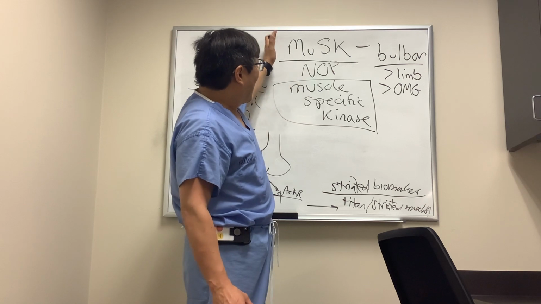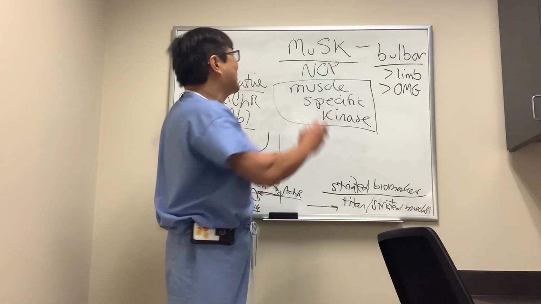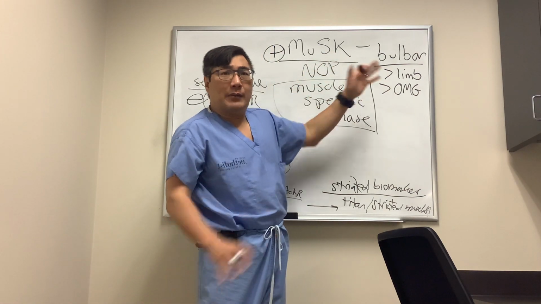And those bulbar symptoms are like speaking and swallowing and could cause respiratory distress, and so it's potentially life-threatening. So the probability of having a respiratory crisis or a life-threatening problem is higher if you are seropositive for MuSK, even though their limb involvement and their ocular involvement might look mild.